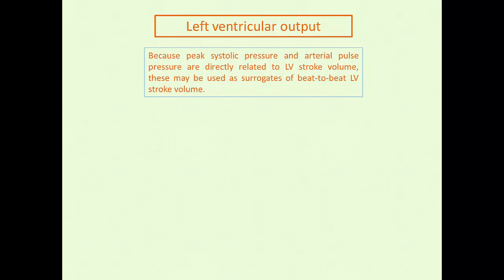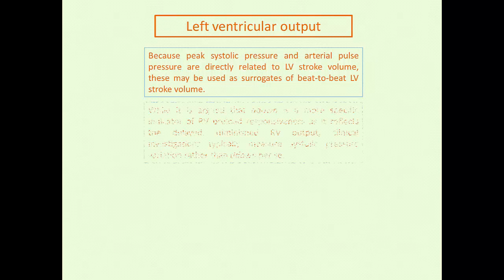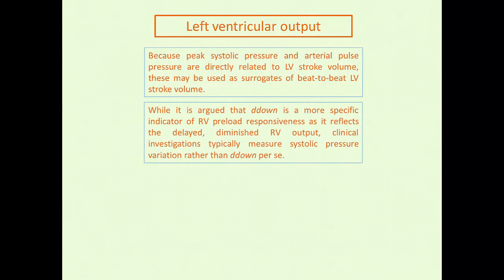Okay. So peak systolic pressure and arterial pulse pressure are directly related to left ventricular stroke volume. These are used as surrogates of beat-to-beat left ventricular stroke volume. It's argued that the D down, or delta down, is a more specific indicator of RV preload responsiveness, as it is the D down that, as we saw, occurs during expiration, which reflects the delayed and diminished RV output that occurred during inspiration.